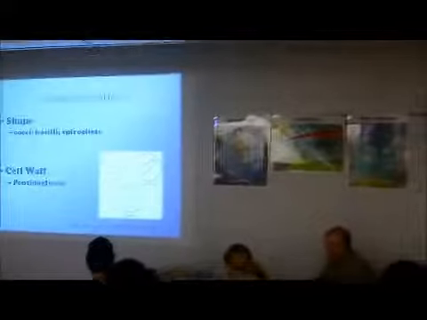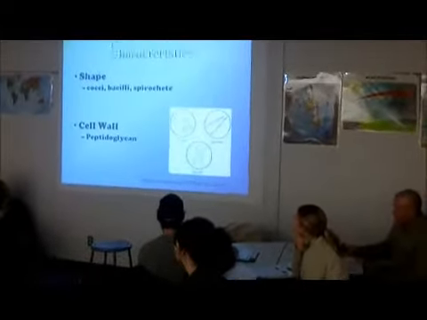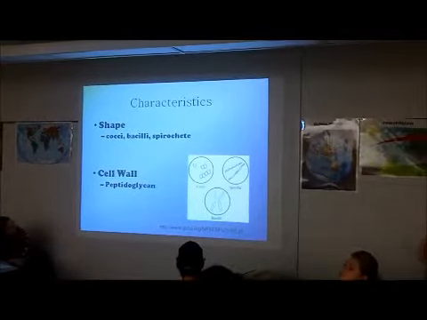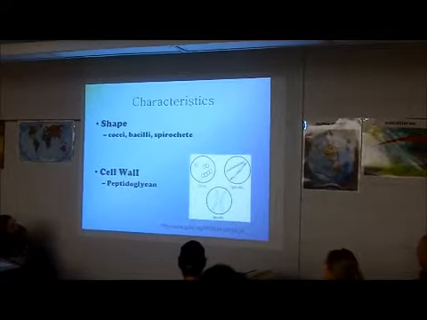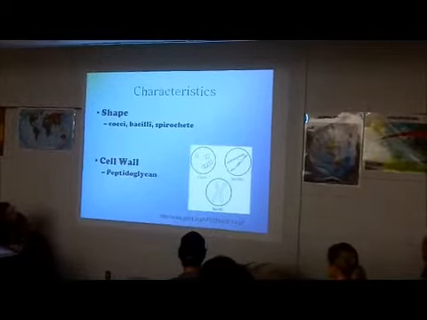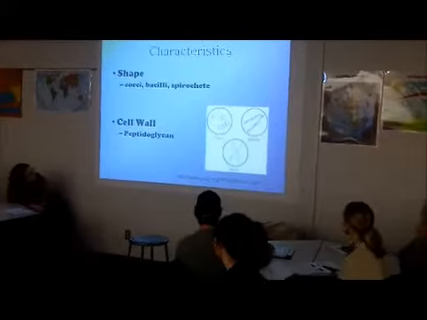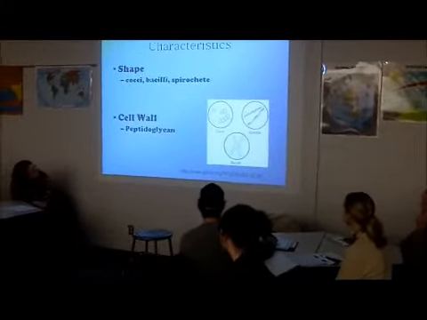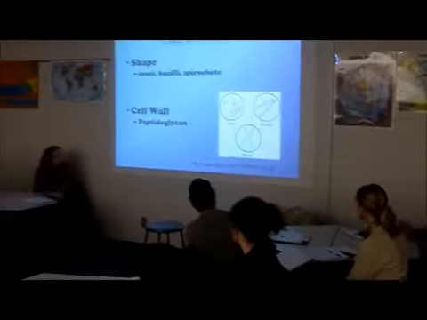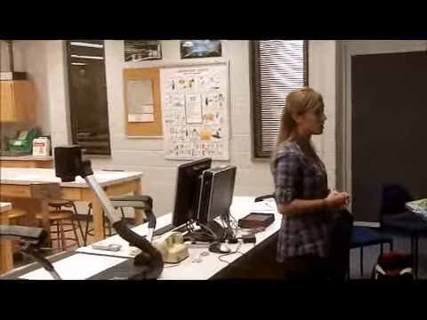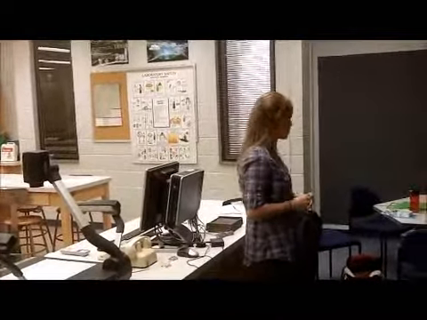So characteristics of bacteria: we're going to talk about two of them today, the shape and the cell wall of the bacteria. There are three different shapes that bacteria usually come in: cocci, bacilli, and spirilla. As you can see, cocci are circular, bacilli are rod-shaped, and the spirilla or spirochetes are spiral-shaped bacteria. Those we don't see very often. When you look under microscopes at bacteria, you're going to see the cocci and bacilli a lot more often than the spiral ones.